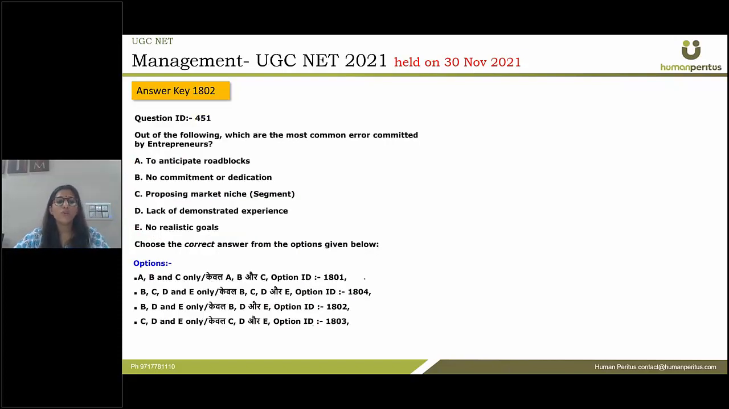Next question. Out of the following, which is the most common error committed by entrepreneurs? Now, let us see the options. To anticipate roadblocks. No, this is not an error. In fact, this is a good thing to have been done on the part of the entrepreneurs. Second is no commitment or dedication. Yes, this is an error.